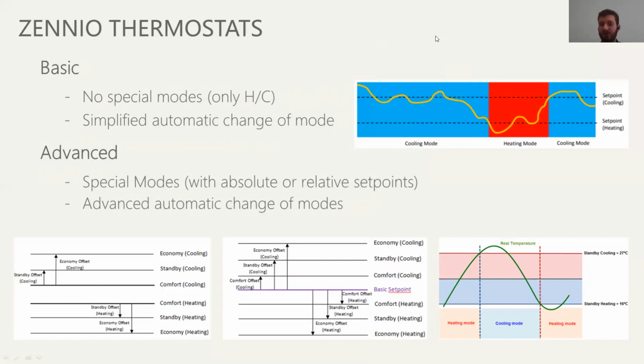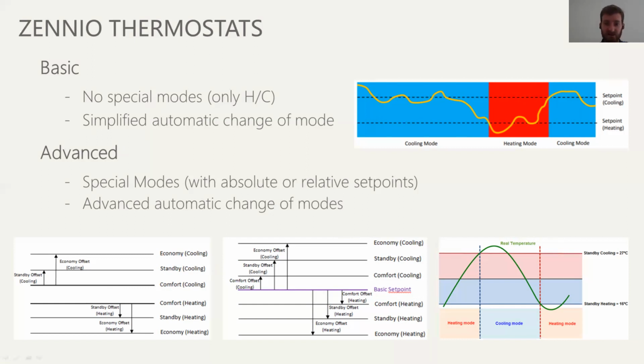But of course, you can select not to have an automatic change of mode. So in that case, it will just look for a set point and try to reach that set point, if it's in heating mode, heating the room, and if it's in cooling mode, cooling the room. So you can define whether you want the automatic change of mode or not, both in the basic and the advanced. And then the advanced has special modes with absolute or relative set points, which are the two diagrams we can see here.